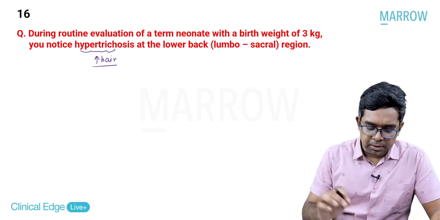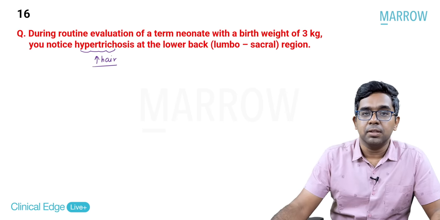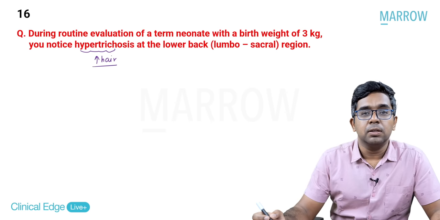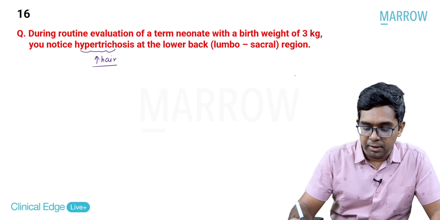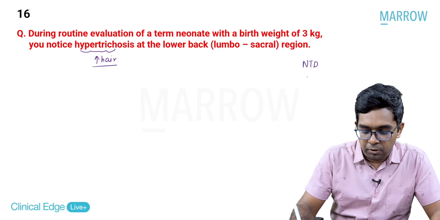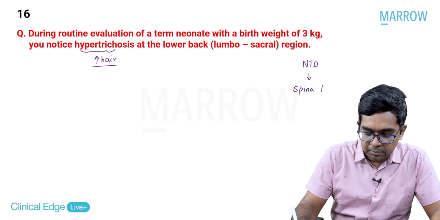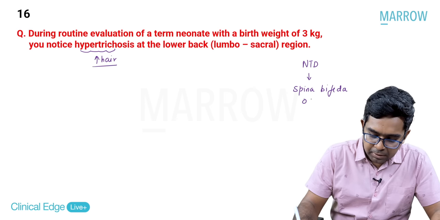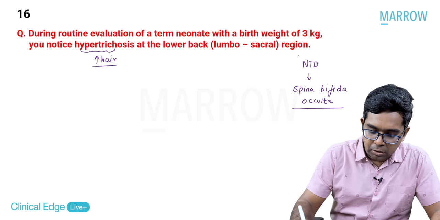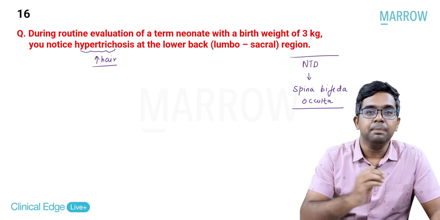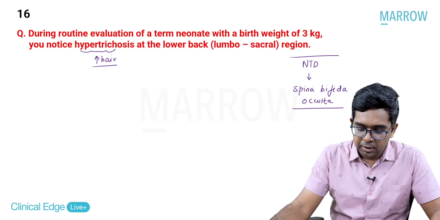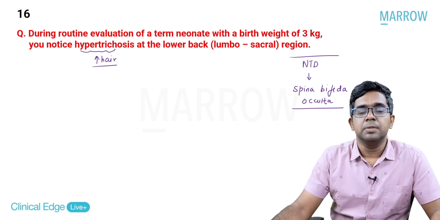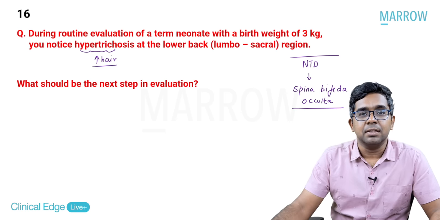Okay. Now, presence of a tuft of hair or increased hair in the lumbosacral region is actually one of the clues to make you suspect the possibility of one important embryological problem in that particular area. What is that? Yes, it could be a pointer that the child could have an underlying neural tube defect in the form of spina bifida occulta. It is actually a clue to suspect spina bifida occulta in that region. This should strike your mind whenever you see a tuft of hair in the lower back of a small baby.